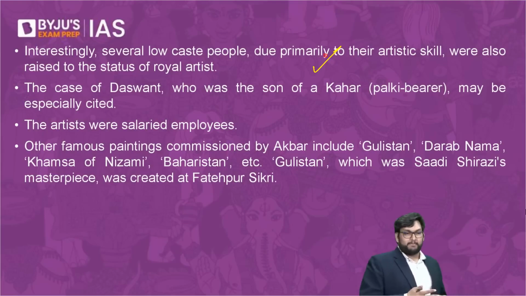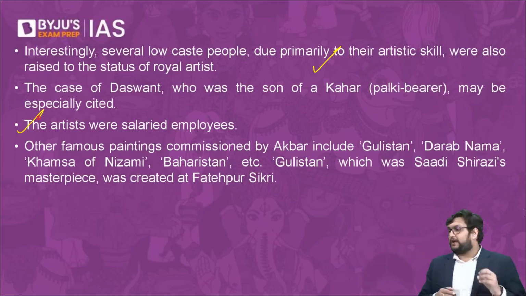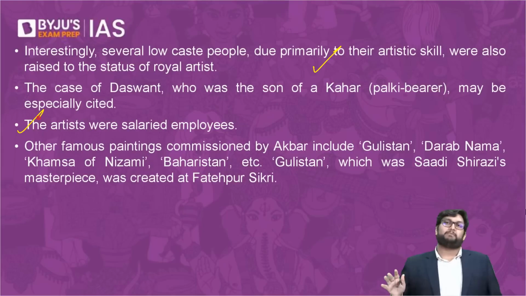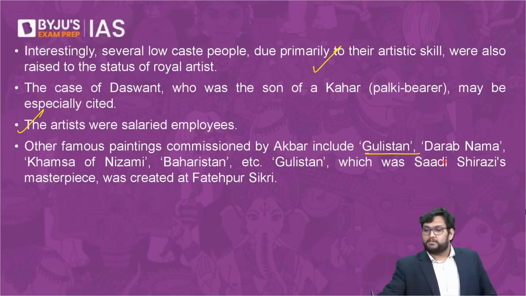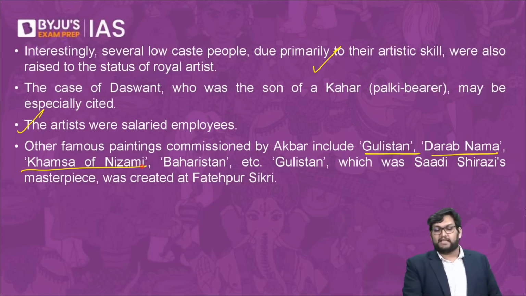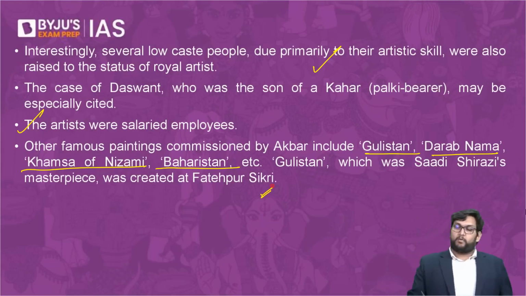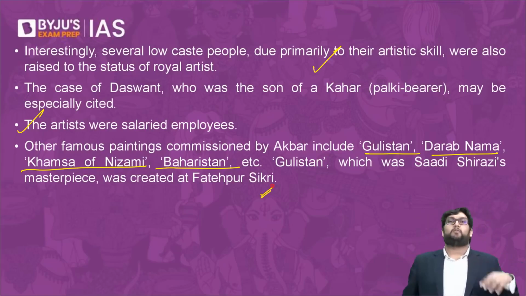This one being an example, salaried, and other than Akbar, and this has come in the examination, other than Tutinama, Hamza Nama, he was the one who also got Gulistan represented, the Darabnama, the Khamza Nizami, the Baristan, and one of the most celebrated of all were produced at Fatehpur Sikri.